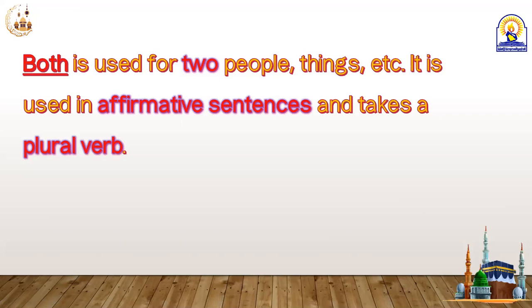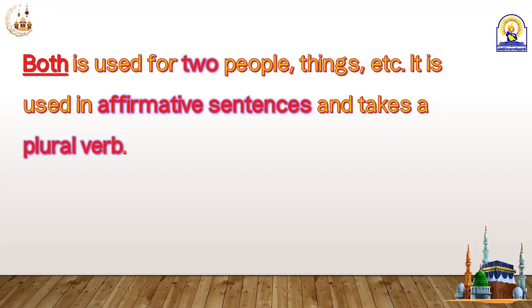Both is for two people only, but all is more than two. So the number of people or things is different. For all, we are talking about more than two, but both, we are talking about two. This is for the number. What about the affirmative sentences? The same or different? Yeah, it's the same. What about the plural verb? The same or different? Same.